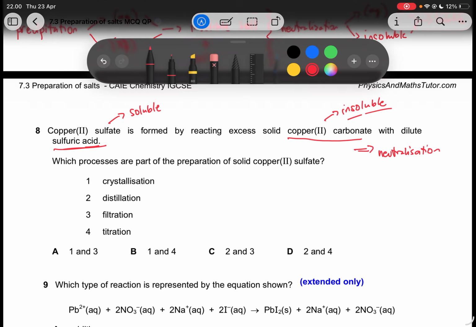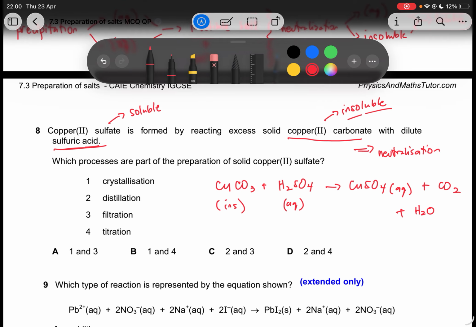Our equation will be copper carbonate plus H2SO4. So this is the insoluble one. This is our aqueous solution. It will form copper sulfate, which is soluble, and CO2 and H2O.